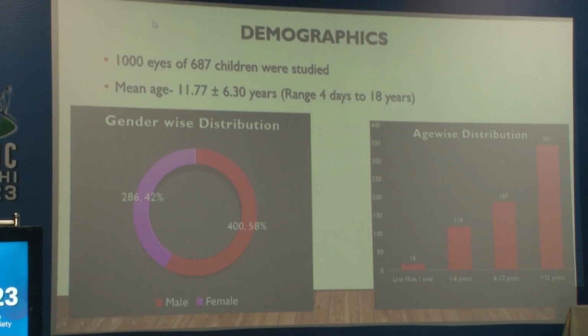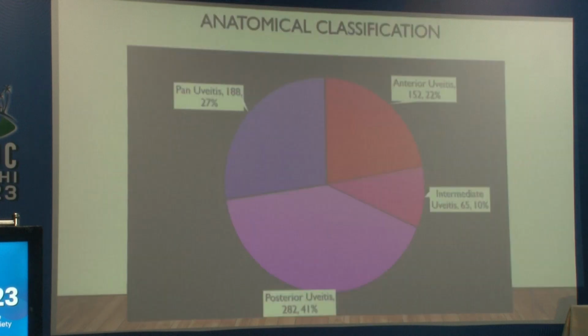There were 1,000 eyes of 687 child patients, and the mean age was 11 years. Gender wise, males were predominant versus females, the ratio is 58:42%. If we classify by age, we have seen that as the children grow, the uveitis incidence in them is increasing. This is the anatomical classification. We have seen that most were in the posterior uveitis group and fewer in the anterior uveitis group, as quoted in various other studies.